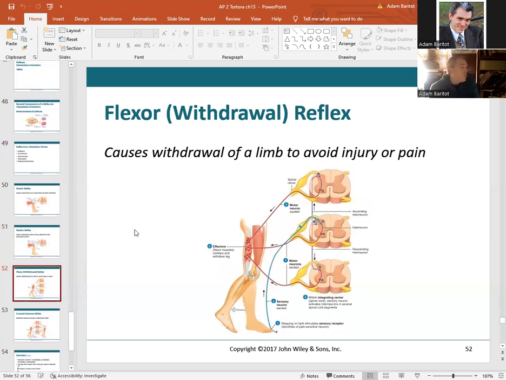We also have the withdrawal reflex. For those of you who have ever stepped on a Lego, here's a great one for you. This is going to withdraw a limb to avoid injury or pain. It happens when you touch a hot pan and you jerk your hand away. That is a withdrawal reflex. It is your spinal column specifically trying to avoid localized damage, and it will occur before you feel the pain. You will start withdrawing your tissue before you feel pain, thanks to these withdrawal reflexes in your spinal column.